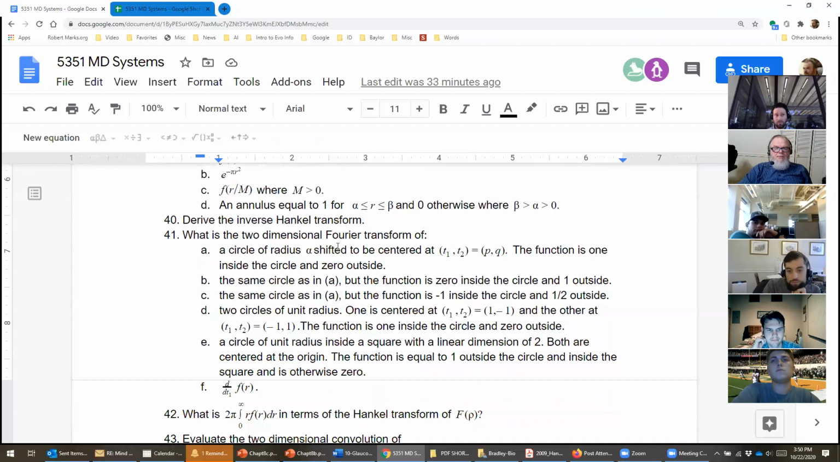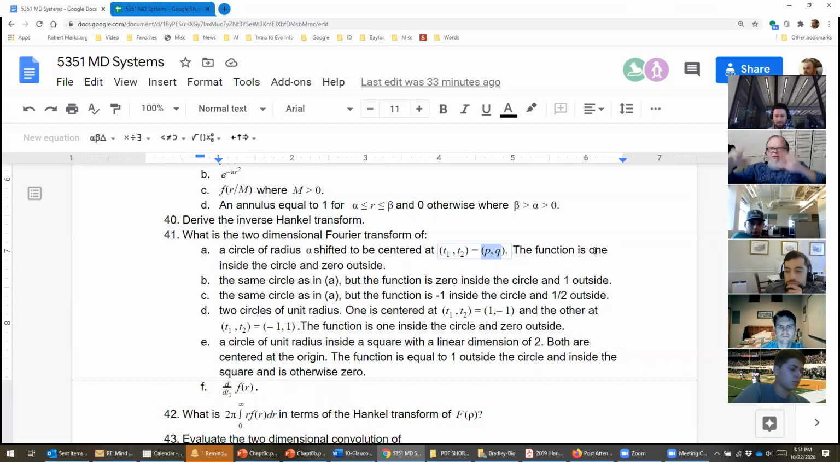Okay, what is the 2-dimensional Fourier transform? Now here we're going to mix up Hankel transforms and 2D transforms. We can do Hankel transforms, but here we have a circle of radius alpha shifted to be centered at P and Q. If you take a circle centered at the origin and you shift it, it's no longer circularly symmetric.